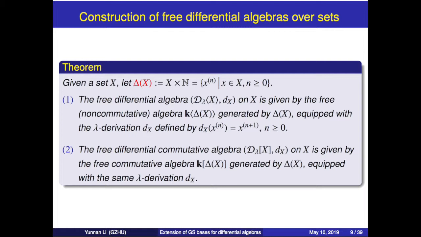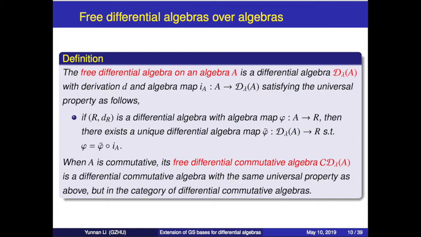Then what about the construction of these three differential objects? Indeed, it has a very easy construction. Using the set delta x of differential variables, we can give both the non-commutative and the commutative construction as the free algebra generated by this delta x. Then, more generally, we discussed the free differential algebras over algebras. It's defined similarly to the case over sets, but with all the maps replaced by algebra maps, not just set maps. So it's quite similar. And we used new notations, the d lambda a and the cd lambda a for both cases.